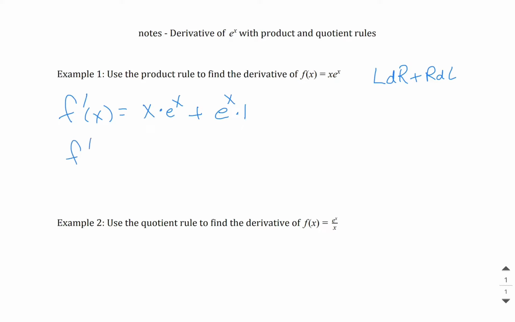So rewriting this a little bit nicer, we'd have f prime of x is equal to x e to the x plus e to the x. Right, that's our first derivative. Let's take a look at the quotient rule.